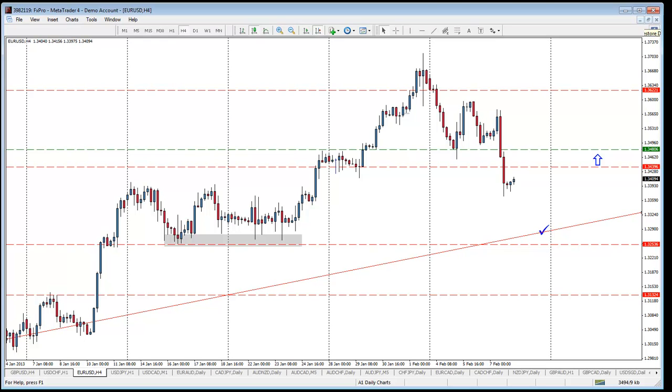Are there any more questions? So I just want to go over our principles. When we look for reversals, what do they look like?